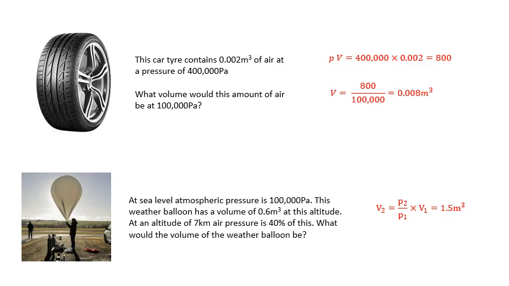So we've gone from how many litres? 2 litres to 8 litres. One way of looking at it, by the way, if the pressure is a quarter of what it was, the volume must be 4 times bigger. In the second one, I've done my P1 V1 equals P2 V2, and I've rearranged it for V2. I've substituted in the numbers, and I get 1.5 meters cubed.